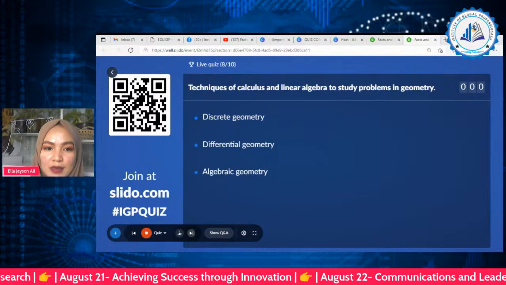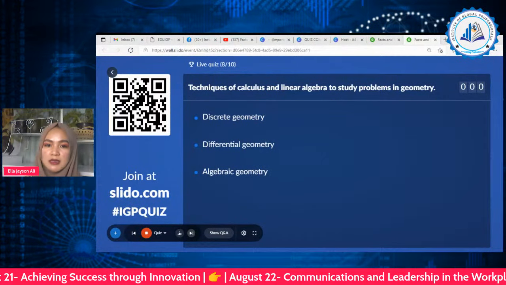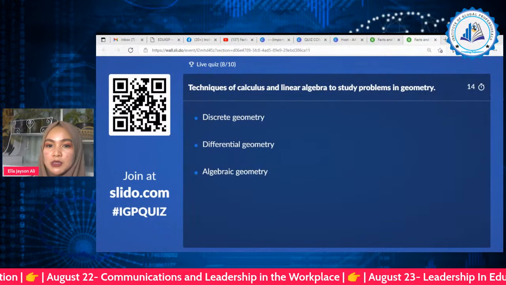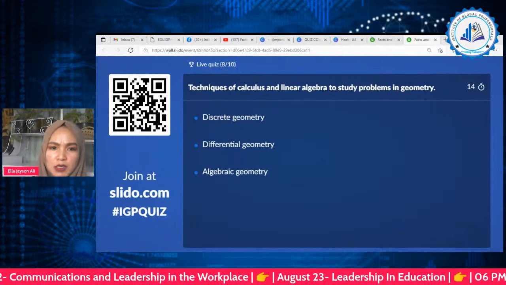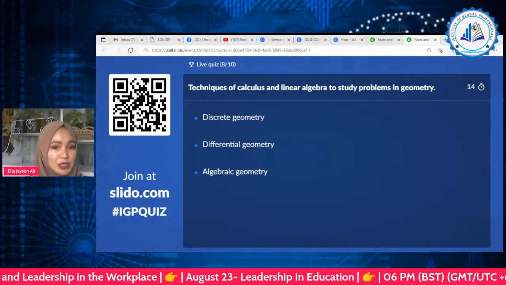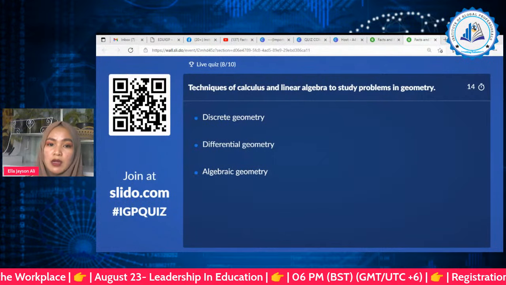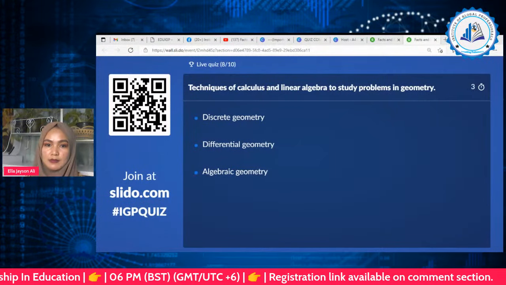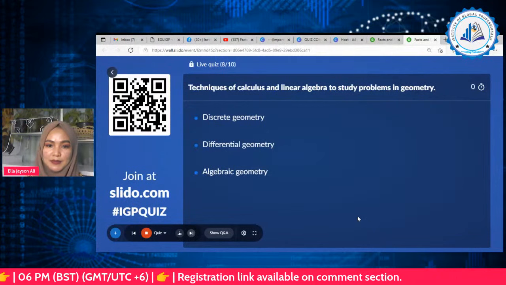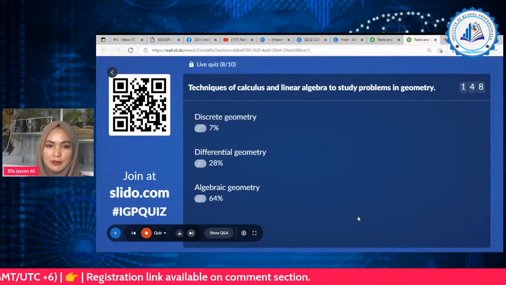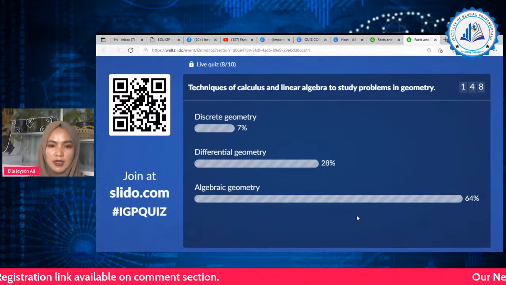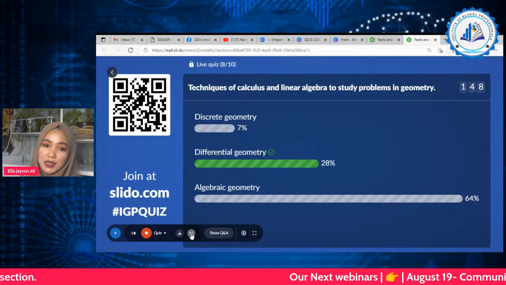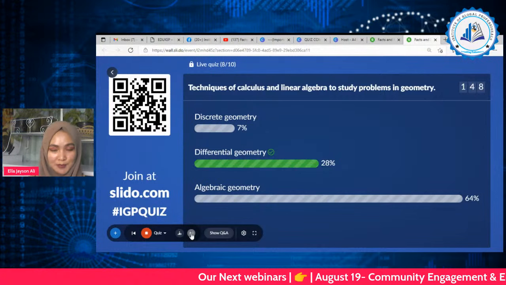Wow. The eighth question is techniques of calculus and linear algebra to study problems in geometry. Is it discrete geometry, differential geometry, or algebraic geometry? Okay, let's see the correct answer. Okay, the answer is differential geometry.